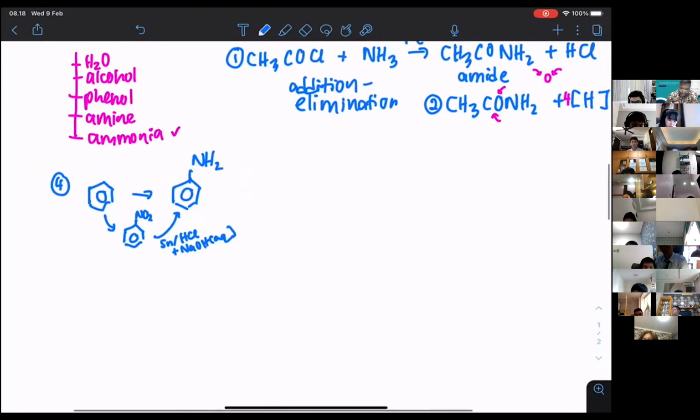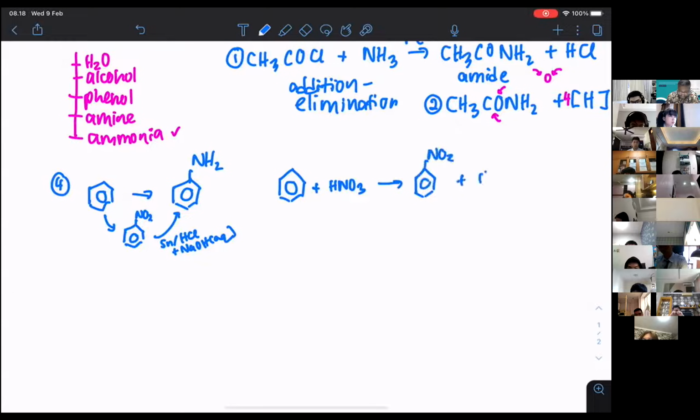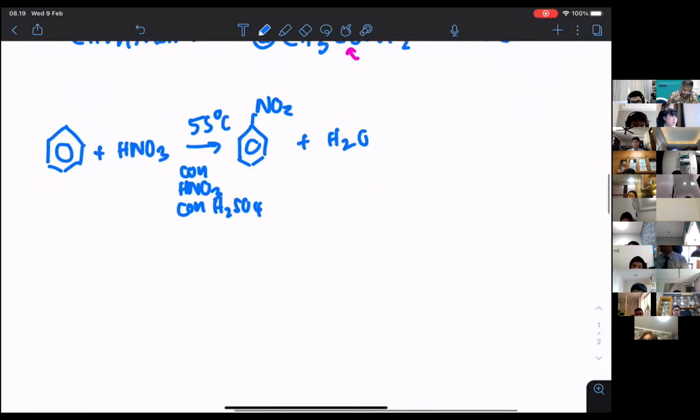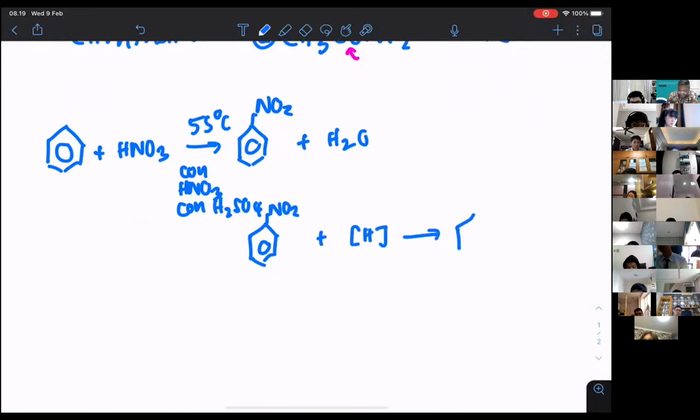So I will write down the first reaction: benzene is going to react with this, and I am going to get nitrobenzene and water, at 55 degrees Celsius, with concentrated HNO3 and concentrated H2SO4. Once you get this nitrobenzene, it is going to be reduced to give you phenylamine.